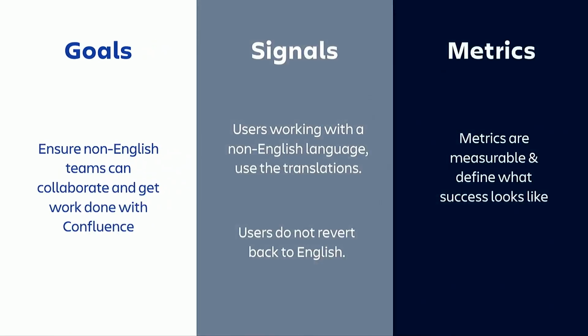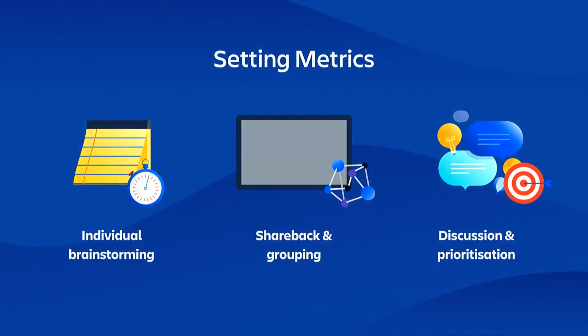So again, metrics are measurable and they define what success looks like. Again, for your metrics, look at each goal and signal and run through that process one last time. For your metrics, make sure you reserve a little more time for discussion, as you want to make sure that your team is completely aligned on each success metric that you set.